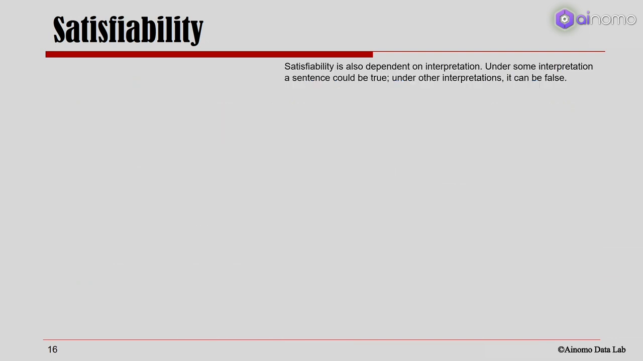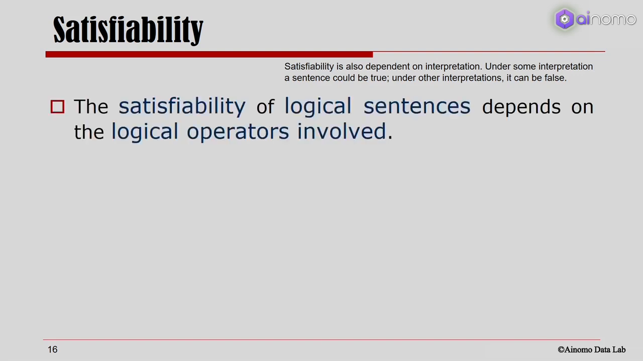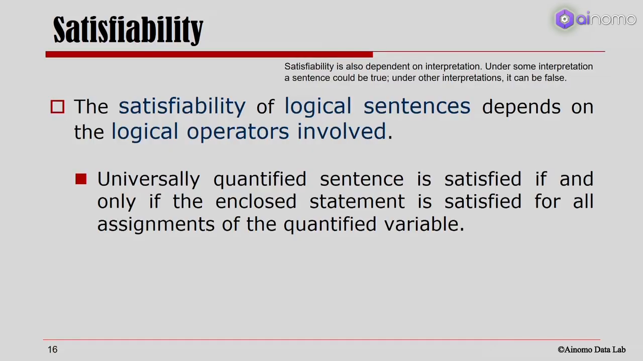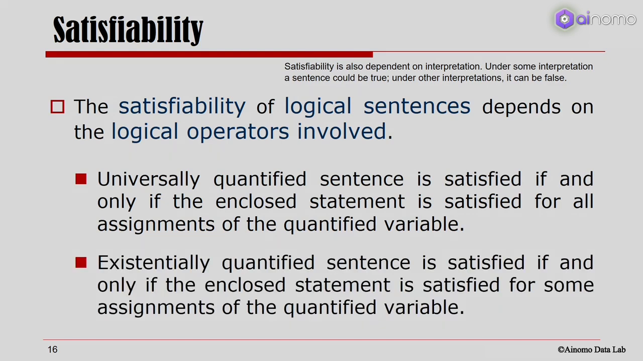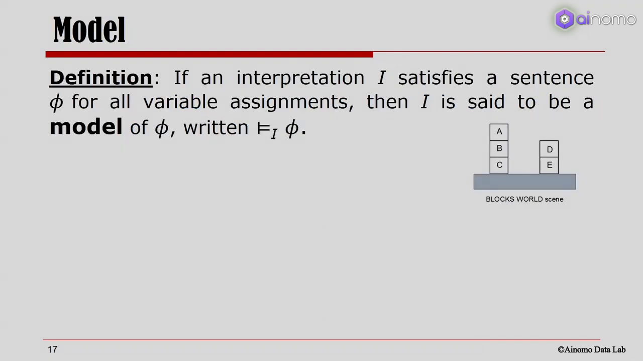Satisfiability is also dependent on interpretation. Under some interpretation, a sentence could be true. Under other interpretations, it can be false. The satisfiability of logical sentences depends on the logical operators involved. We will just note here that the universally quantified sentence is satisfied if and only if the enclosed statement is satisfied for all assignments of the quantified variable. The existentially quantified sentence is satisfied if and only if the enclosed statement is satisfied for some assignment of the quantified variable. Now, having understood assignment, we define something called a model.